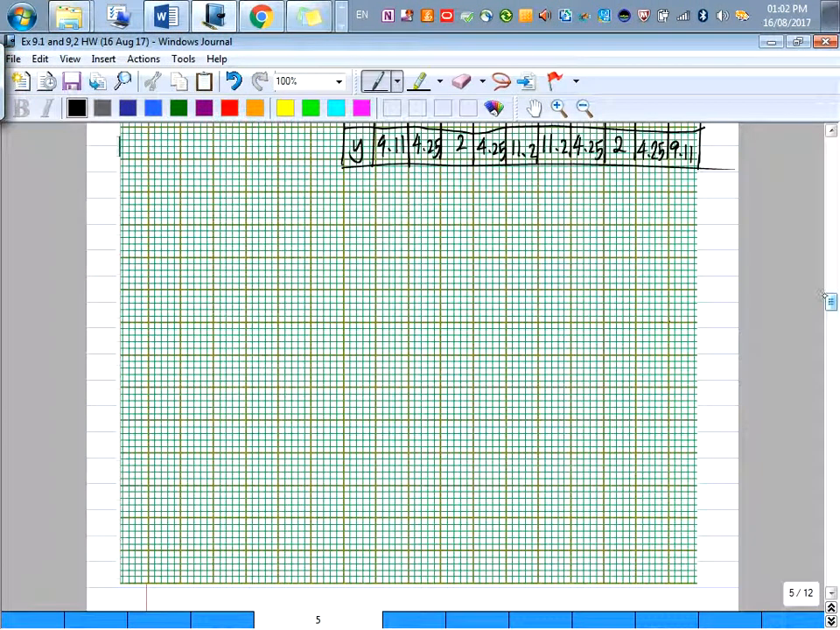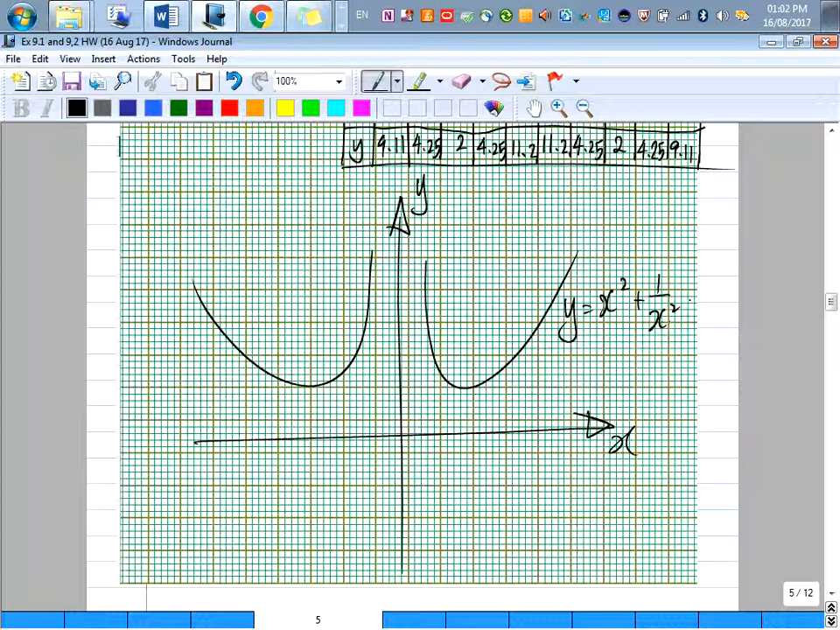It is going to look like, sorry? Yeah, correction, you can just sketch over your existing wrong graph. Your graph is going to look like this. This is y equals x squared plus 1 over x squared. I am just doing a sketch. You need to plot. You cannot just sketch.